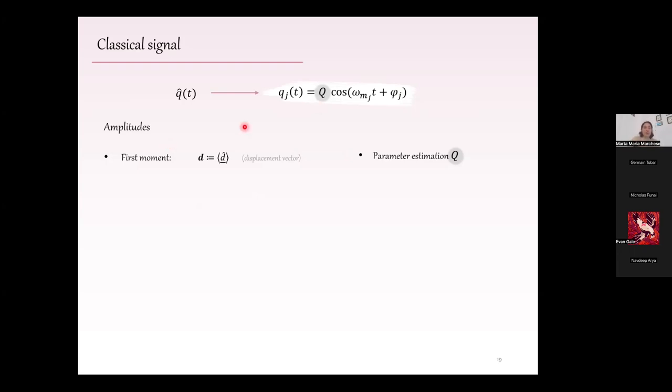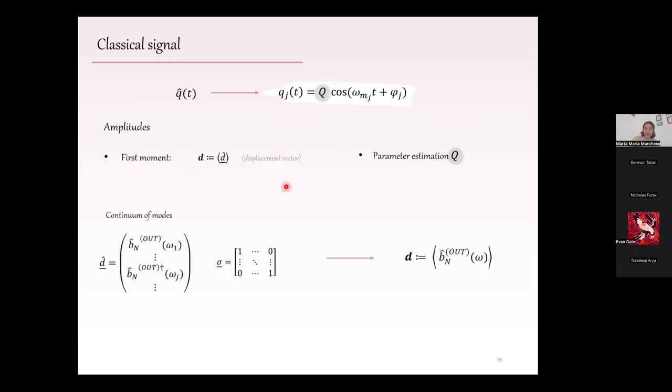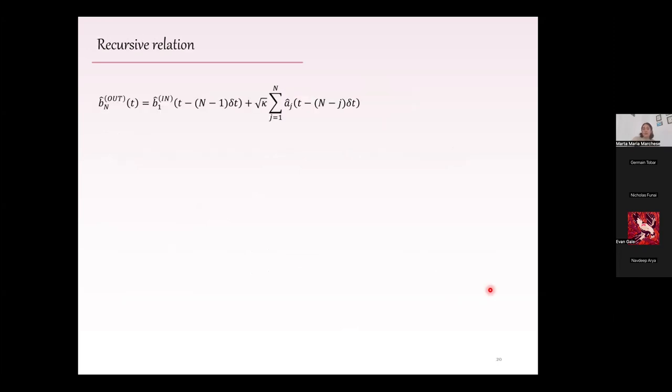And for this, we can look at the first moment, then at the displacement vector. That for our case, in which we are dealing with a continuum of modes, it's an infinite dimensional vector. But we can assume that in this case, the covariance matrix is just the identity. Therefore, the only thing we need to calculate is the expectation value of the output field. And this leads us to a recursive relation.